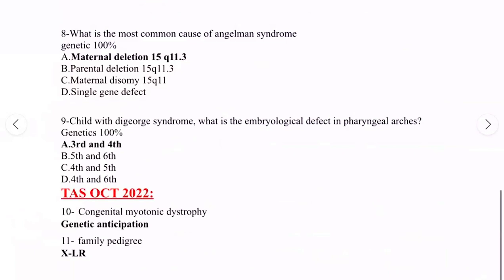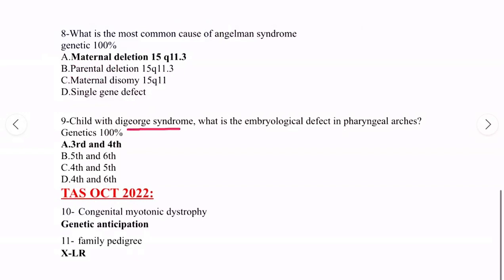Right. The next question. What is the most common cause of Angelman syndrome? We have read it. Which one was the most common? That was deletion. Which chromosome? Maternal. Okay, maternal disomy or single gene defect. So A is the correct answer. Dr. Fariha, C is the correct answer for this question number 8? Yeah, that is A, right.